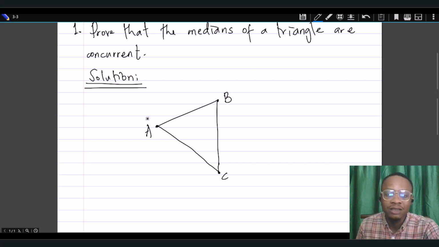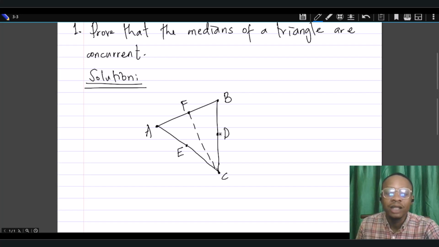For the medians, as we did before, the side opposite A, its midpoint is going to be somewhere around here. So let's call that D. And then the side opposite B, its midpoint, let's say is here. Let's call that E. And then the side opposite C, we locate its midpoint and let's call that F. So we can now draw the medians. Median simply means the line that goes from this midpoint to the opposite vertex. So this is the median for this side.